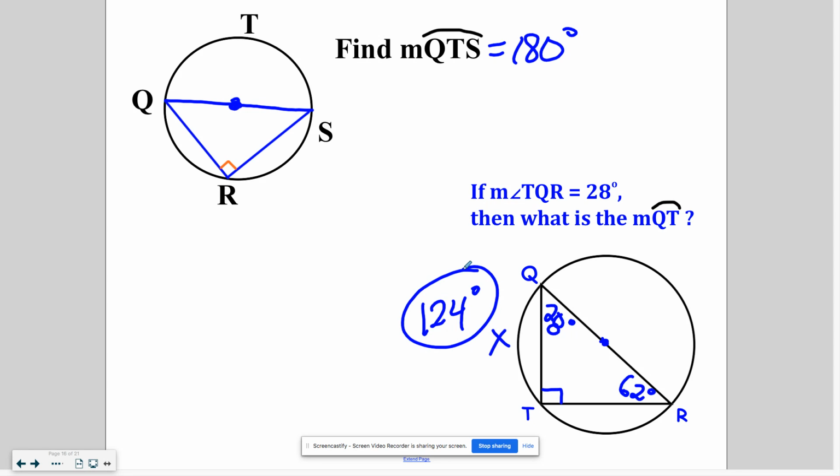A little fast? Just take it step by step, right? 180 degrees in a triangle, and then you have to use the double rule. So I used two rules on that one. Right? I used the diameter idea to get my 90, and then I used the double rule to get the 124.